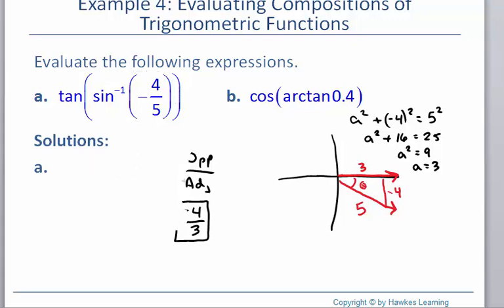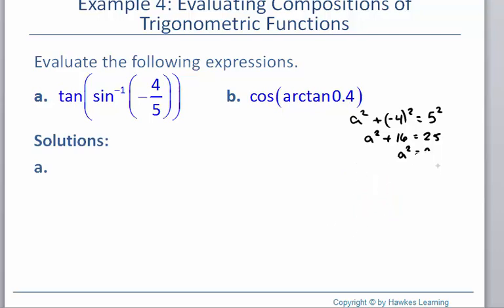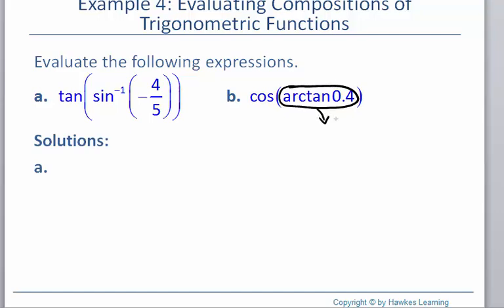Now, part B is going to work in an almost identical manner. We're finding the cosine of the arctan, which remember is the same thing as the tangent inverse, of 0.4. All right, so again, I'm going to start by looking specifically at this. Remember that this is asking me to find an angle that has a tangent value of 0.4.